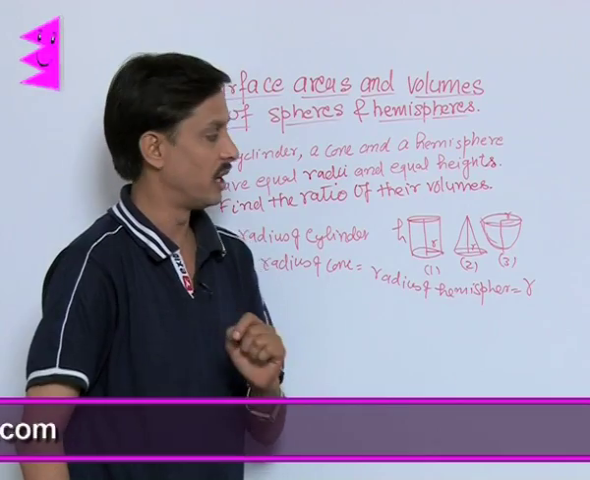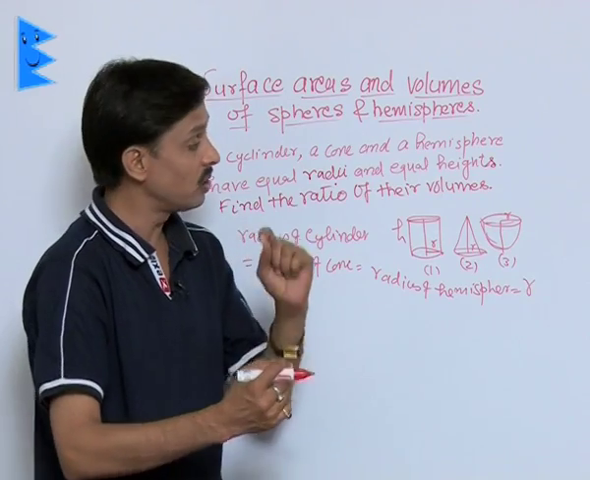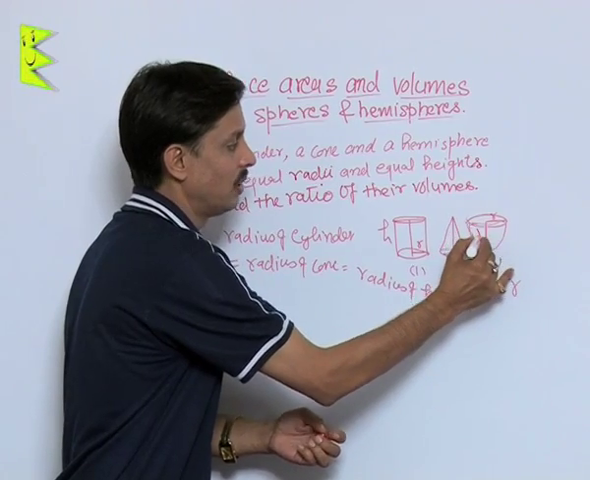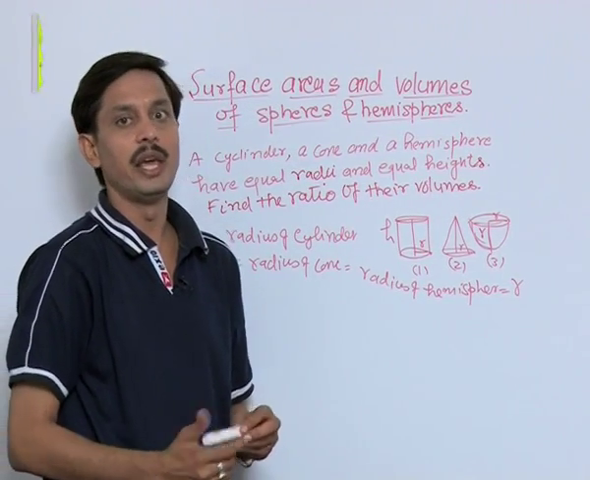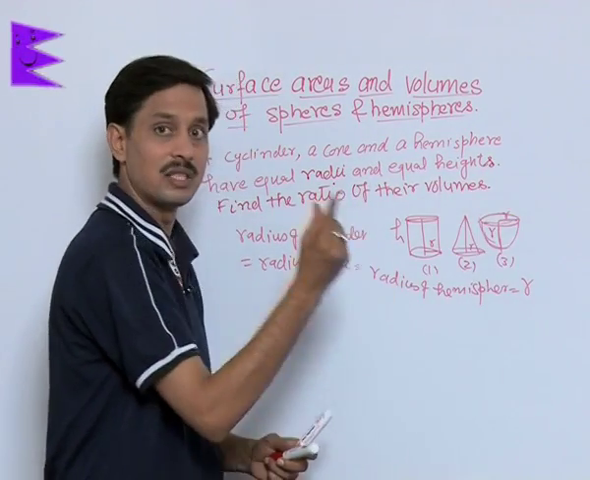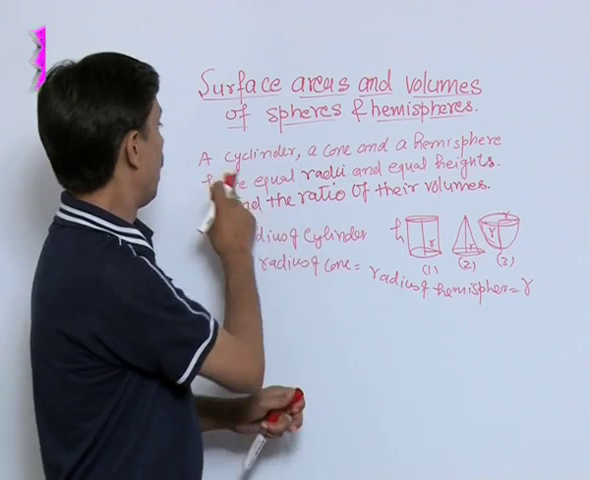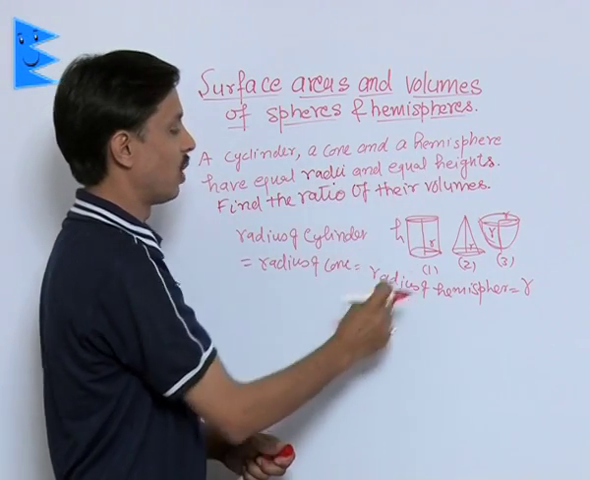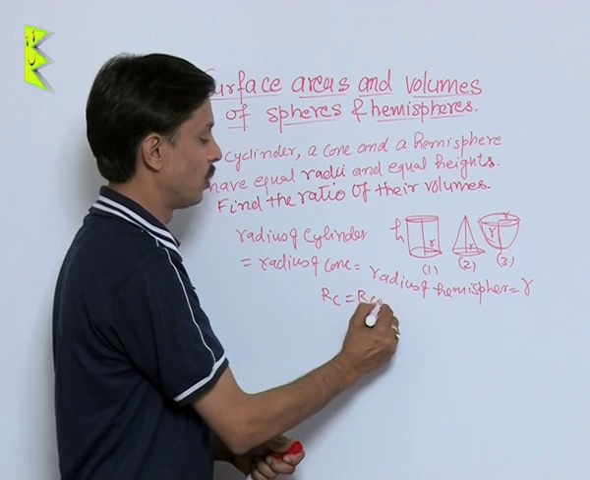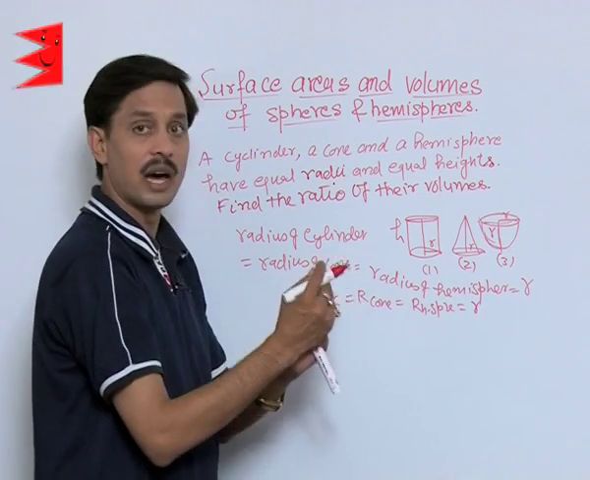You have to note here that the height of a hemisphere is always equal to its radius, because if this is the radius and this is also the radius, I can say that the height of the hemisphere is the same as its radius. A cylinder, a cone and a hemisphere have equal radii, so I have written here that radius of cylinder is equal to radius of cone is equal to radius of hemisphere, taken as r units.